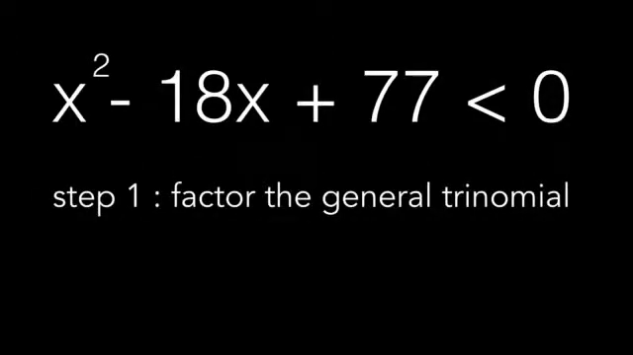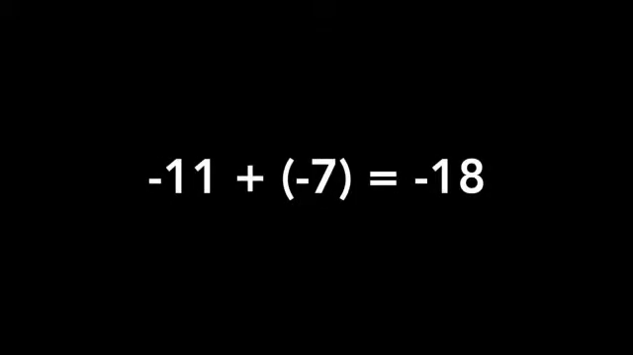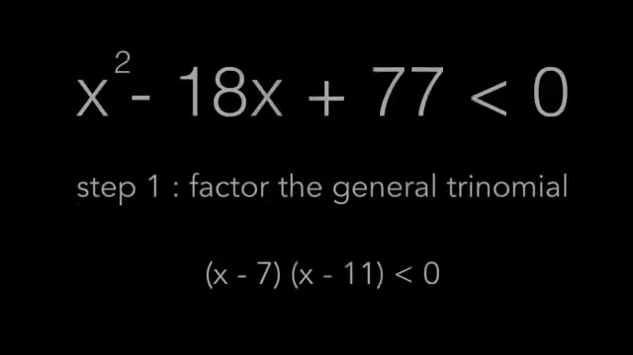First, we factor out the trinomial. What factors of x squared and 77 will add up to negative 18x? Yes, x minus 7 and x minus 11. Here's a tip for non-perfect square trinomials that have a equal to 1. You just simply need to look for factors of the last term that will add up to the number on the middle term. So, negative 11 plus negative 7 will give you a value of negative 18. Therefore, our inequality will become x minus 7 times x minus 11 is less than 0.